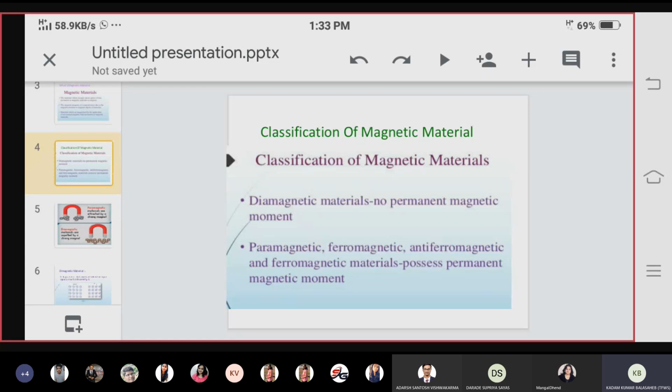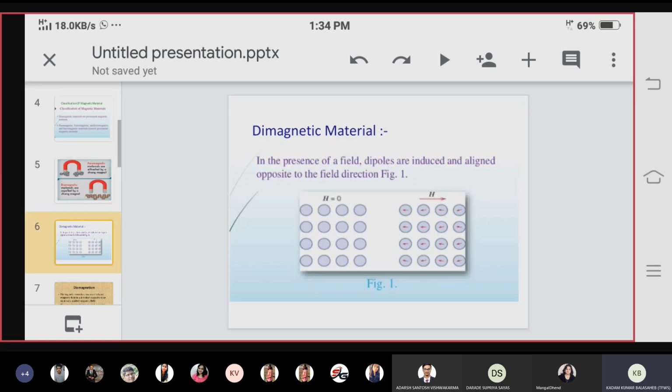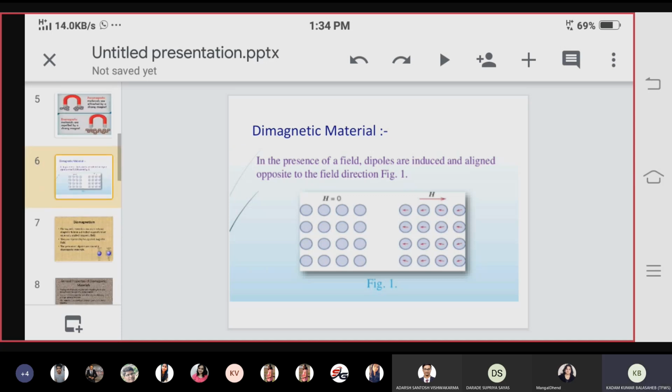Diamagnetic material has no permanent magnetic moment. Paramagnetic, ferromagnetic, and antiferromagnetic materials possess a permanent magnetic moment. Paramagnetic materials are attracted by a strong magnet, and diamagnetic materials are repelled by a strong magnet. In the presence of a field, dipoles are induced and align opposite to the direction of the field, as shown in figure number one.